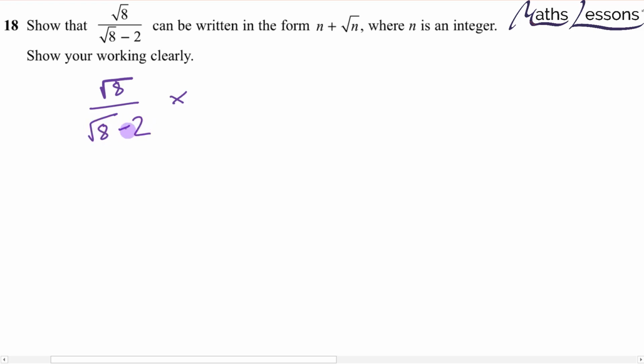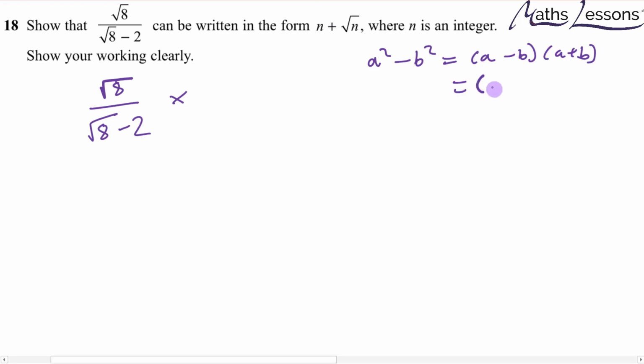And the way to do it with this is actually to times by a number with the opposite sign in the middle. So if it's a minus, times by something with a plus, and if it's a plus, times by something with a minus, because then you're using difference of two squares, which I showed in another video of this paper. This idea that a squared minus b squared is equal to a minus b times a plus b.